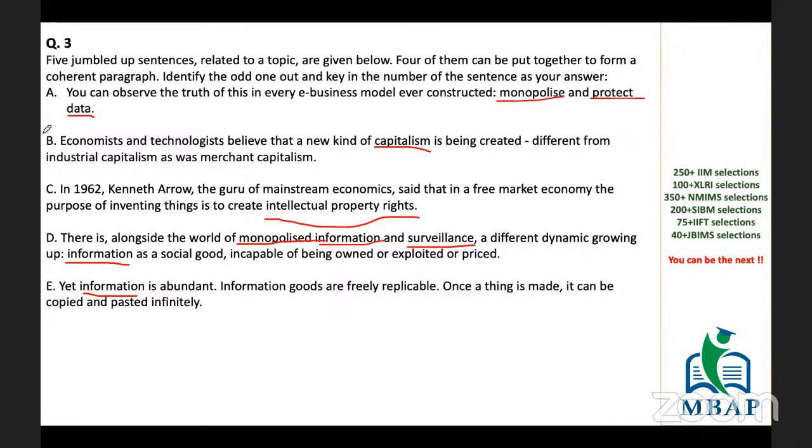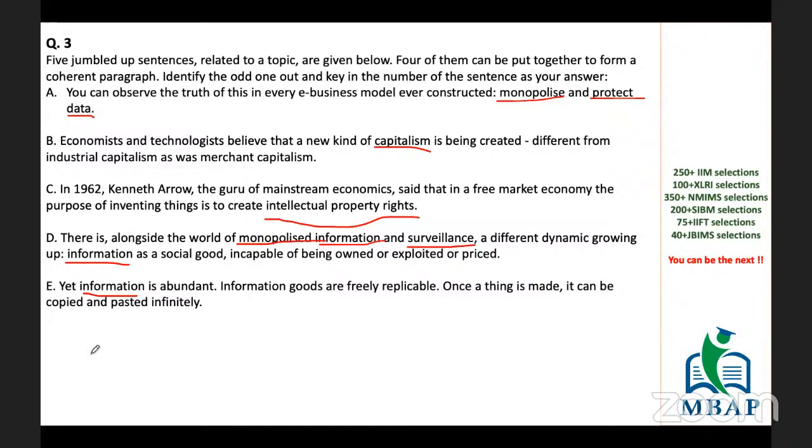So as I can see, A, C, D and E, all four are clearly talking about something related to data and monopolized information, whereas B is not in any way related to any of the sentences given in the passage. We cannot see any connection, not just with the entire passage but not even with a single sentence. Why? Because A, C, D, E, all four sentences are talking about protecting data, information, surveillance, business and technologies.